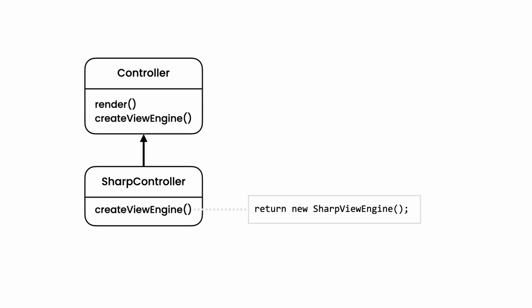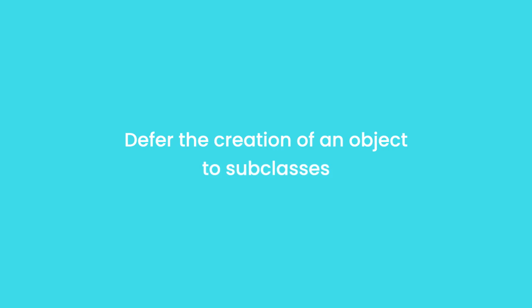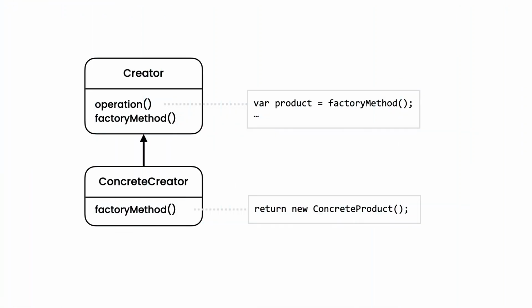But we could also declare this as abstract and then force subclasses like Sharp controller to override this method. Either way, the create view engine method is acting as a factory method. So with this pattern, we can defer the creation of an object to subclasses, okay? Now here's the classic structure of this pattern.